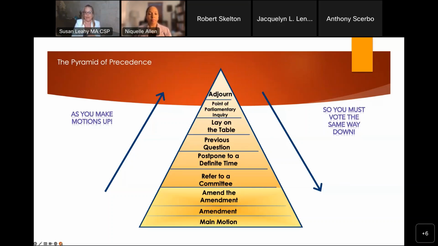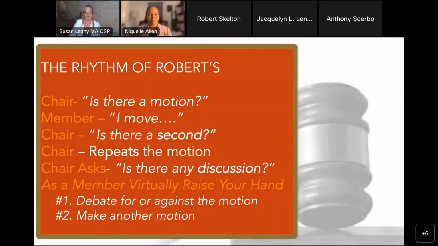So it's the main motion, amendment, and amend the amendment, making sure everybody knows how to make a main motion, make an amendment to the amendment, and then how to vote on that. And we're going to show you that in a moment.